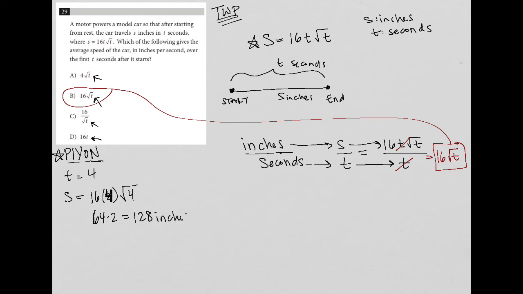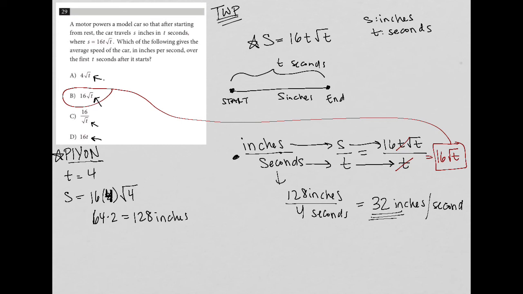So again, because we're trying to find inches per second, right? We say, well, over 4 seconds, I know I have 128 inches. Over 4 seconds, I go to my calculator and I figure out that 128 divided by 4 is 32. So this becomes 32 inches per second. So that's the first stage of plugging your own number. And then what I do is I go back to my answer choices and see, well, which one of these, if I plugged in 4 for t, which one would I get 32?